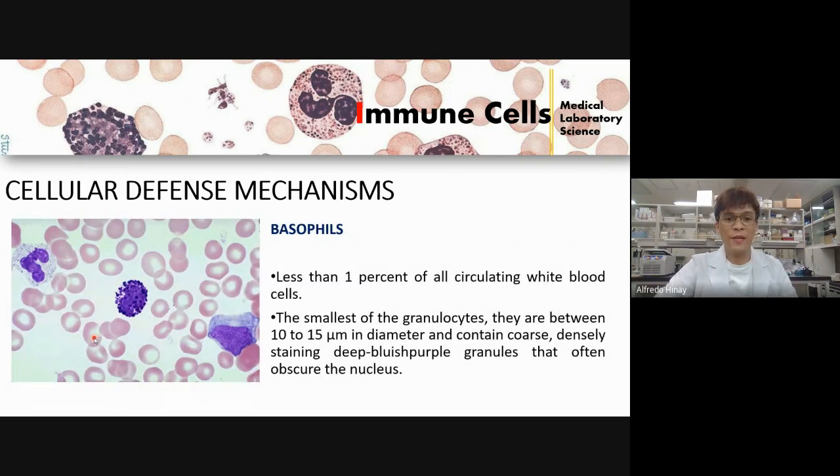Then let's move to your basophils. Okay, less than 1% of all circulating white blood cells. Okay, less than your eosinophil. Okay, the smallest of all the granulocytes, around 10 to 15 micrometers in diameter, and contains coarse, densely staining, deep bluish purple granules. Okay, so if you can observe on the peripheral blood slide, they often obscure the nucleus. So we cannot actually observe the nucleus with your basophil.